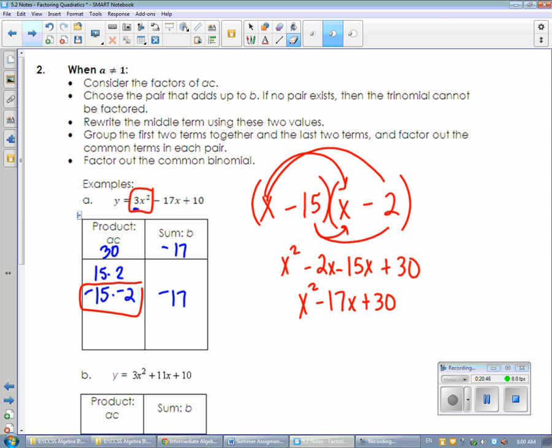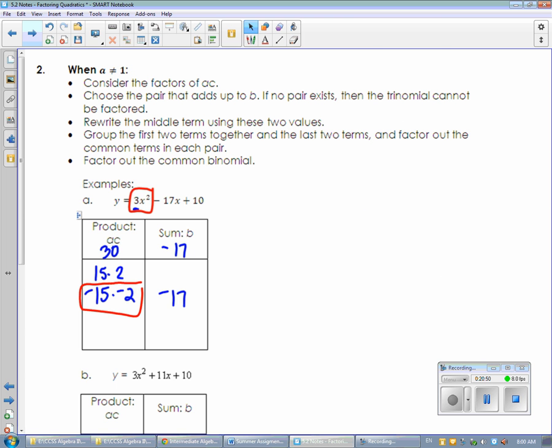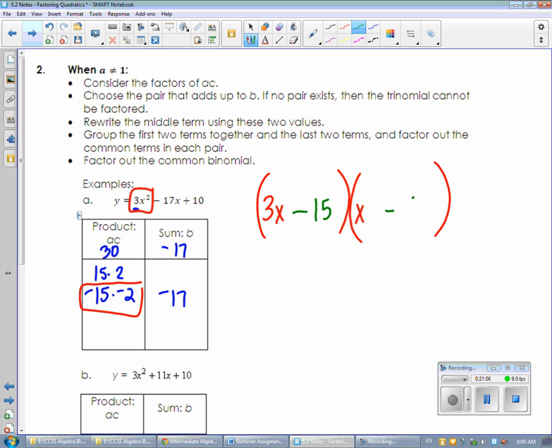So it's not going to work using the same method that we did before. So let's think about this. I know that my first terms have to multiply to give me 3x squared. So I know that one of my terms is going to have a 3x and the other is going to have an x. But if I just go ahead and plug in my negative 15 and my negative 2, let's see what happens. Now I get my 3x squared.